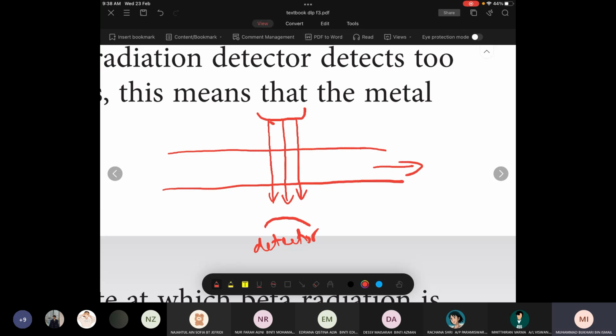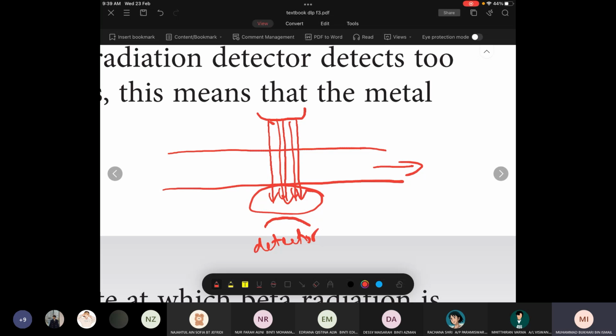If the metal sheet is too thick, then there will be less radiation at the bottom, so the detector can detect less radiation. So this means that this metal sheet is thick. But if it is thin, there will be more radiation that can pass through, so the detector will detect more radiation. So from here, we will be able to determine whether this metal sheet is thick or thin.